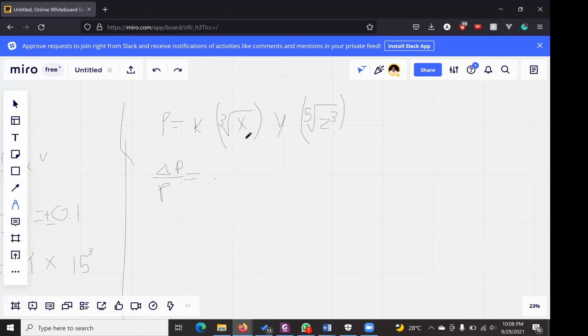Now we know that X has an error, Y has an error, and Z has an error, and we know that we're multiplying these. So we know that we're going to be adding up three things. We know that for sure. Before I move on, tell me if anybody disagrees with me. No, we agree. All right, good.